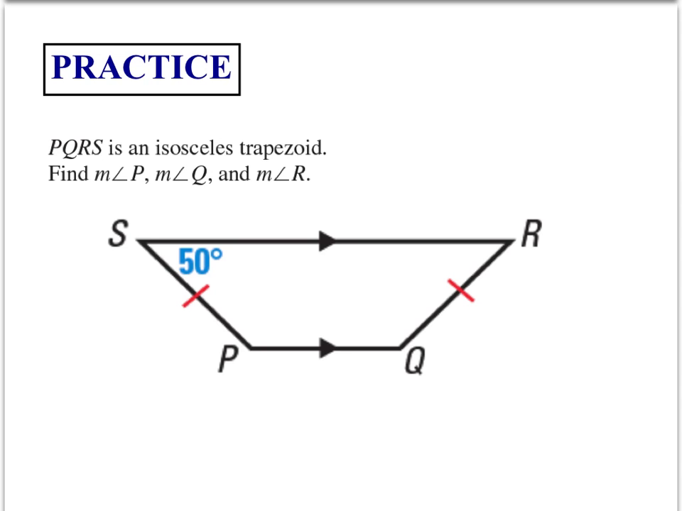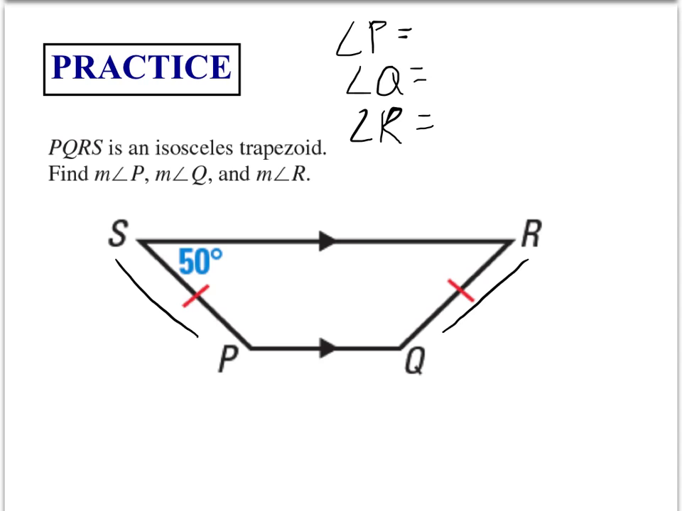In this example, we're looking at the isosceles trapezoid PQRS. We are being asked to find the measure of angle P, the measure of angle Q, and the measure of angle R. So since this is an isosceles trapezoid, and we know SP is congruent to RQ, we know that angle S is the same as angle R, and that would be 50. Now we also know that angle P is congruent to angle Q.